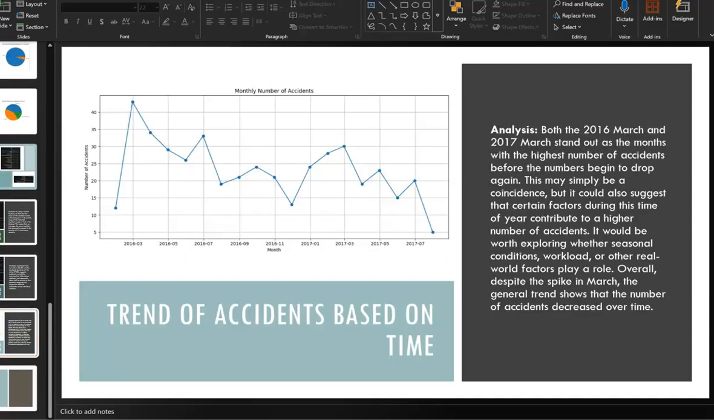Okay, and for our final analysis, I grouped all these accidents based on their month, and we see that both March 2016 and March 2017 stand out as having the most accidents. It may be coincidence that these were the ones that peaked, but it could suggest that different times of the year contribute to a higher number of accidents. So we should look at whether accidents are seasonal, whether maybe they came from a break or something like that.